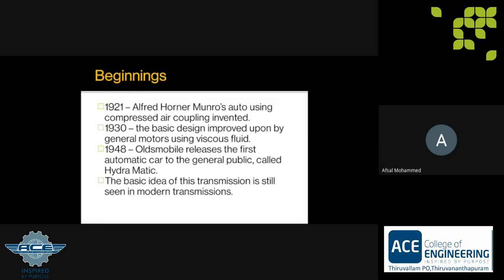So the compressed air was replaced by a viscous fluid, because this viscous fluid can transmit much more energy compared to the compressed air. And then 18 years later, in 1948, Oldsmobile, which is a US based manufacturer, released the first automatic car that was available to the public. The automatic transmission in that car was called the Hydramatic. They used the word Hydra because it used a fluid coupling, and fluid connects to Hydra, and that's the name. The basic design of that transmission is the one that is still used in modern transmissions, such as the torque converter automatic, which we'll take a look at later.